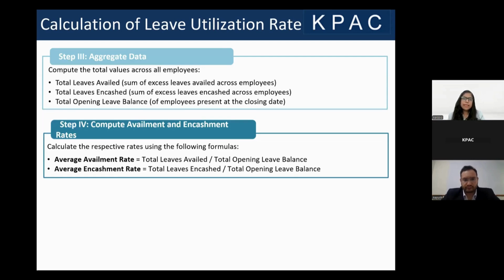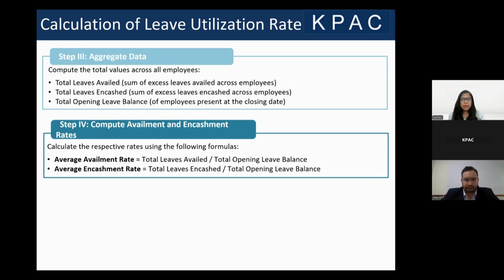Once we have calculated the excess leaves at the employee level, we now aggregate this data at the company level to get a holistic view of the leaves utilization. For this, we compute total leaves availed, which are the sum of excess leaves availed across all employees, and total leaves encashed, which is the sum of excess leaves encashed across all the employees. Then the total opening leave balance. Here we have considered the opening leave balance for the employees present at the closing date only. Now, this aggregation helps in analyzing trends and making informed decisions about leave policies.